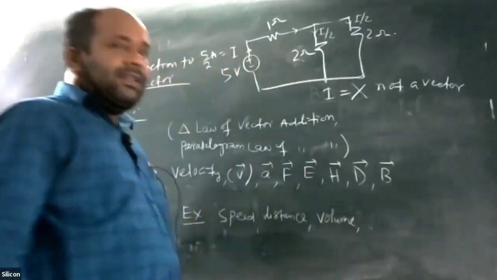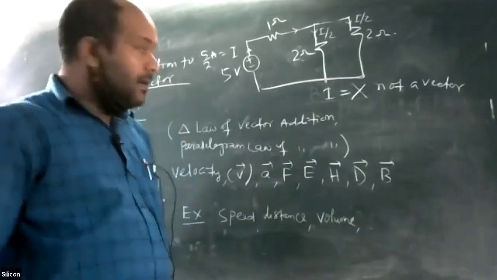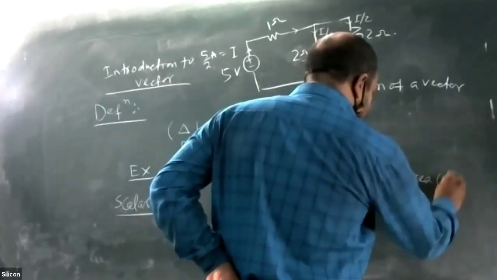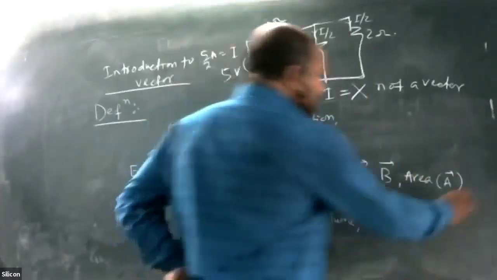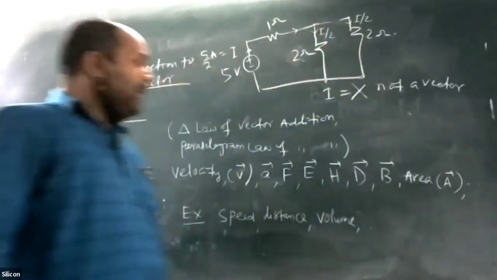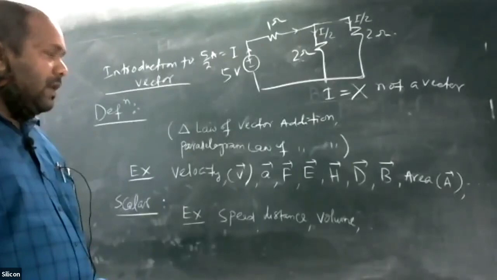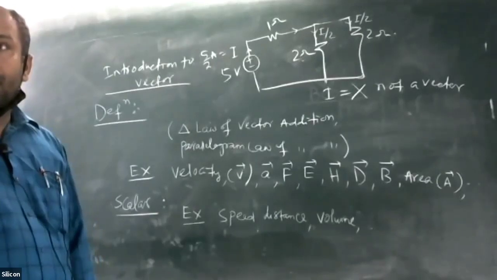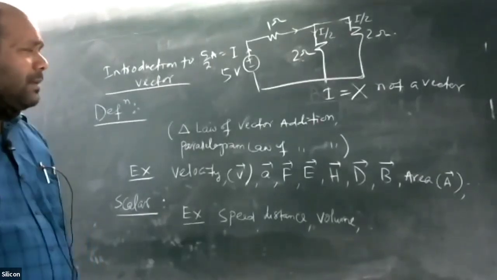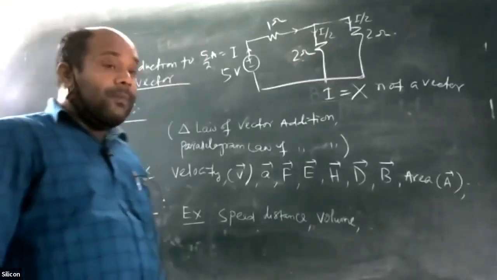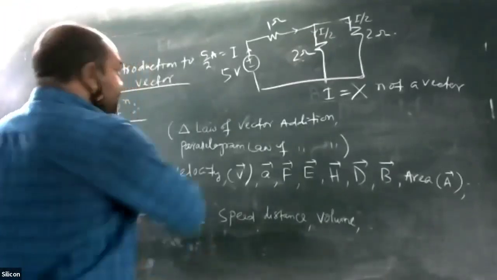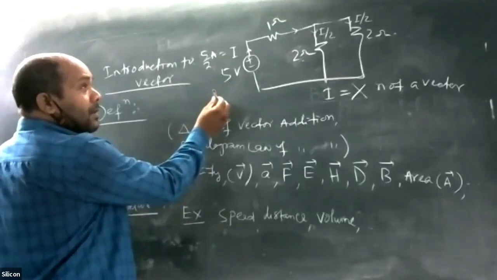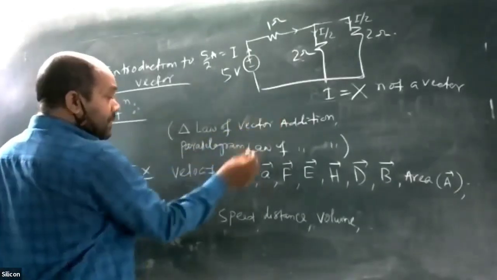Can anyone say whether area is a vector or a scalar? Area is a vector. Remember, area is always a vector. If you are saying area is a vector, what should be the direction of this area? Perpendicular to the surface. Okay, that is known as the normal to the surface. If you consider this is the surface, we can say this is the direction of the surface.